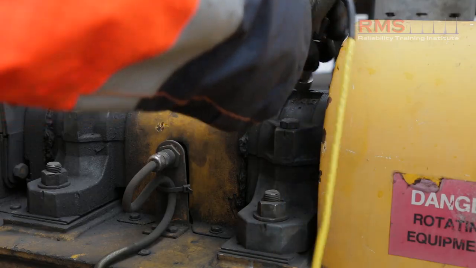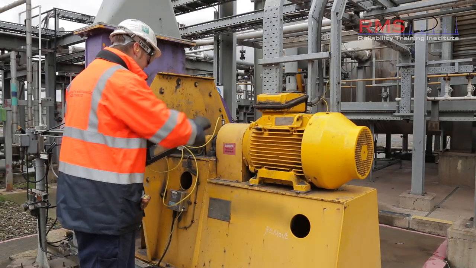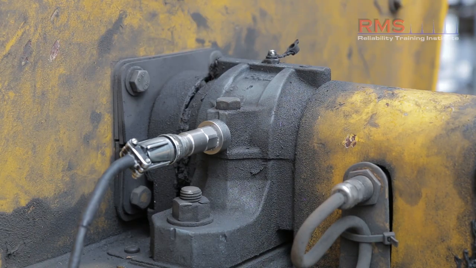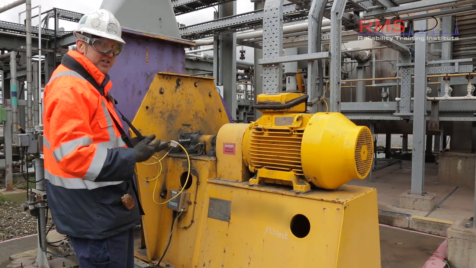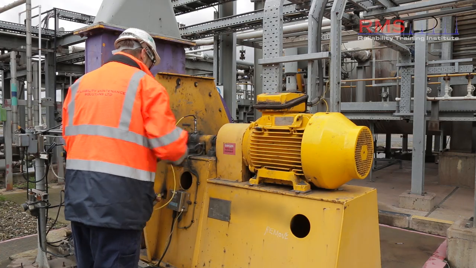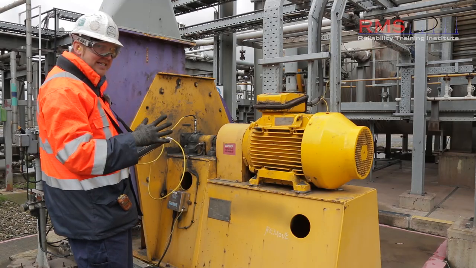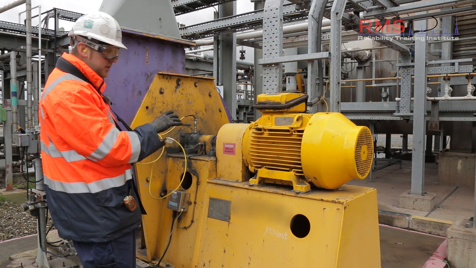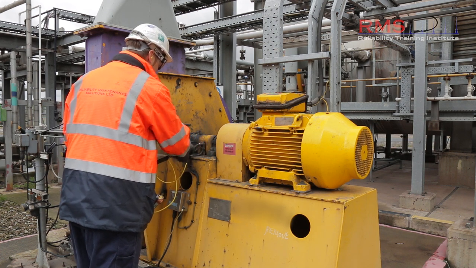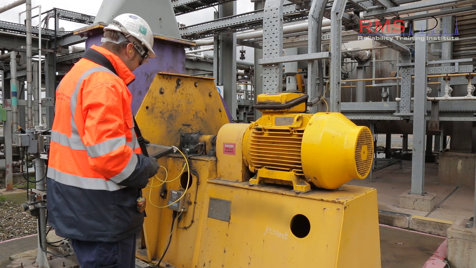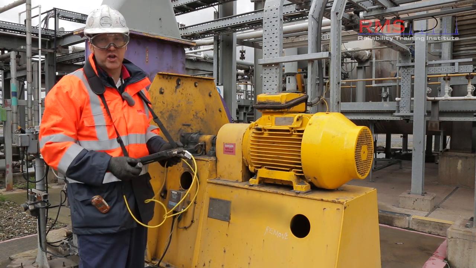Let's go the vertical. That's got raised levels as well. Non-drive end fan bearing. That's got alarms. Again, it's in the high frequency range. And again, just by this data, I could tell the highest readings are on the drive end bearing. But again, we'll analyse it back in the office. And an axial reading. There we go. Right. Let's get back to the office and have a look at this data.